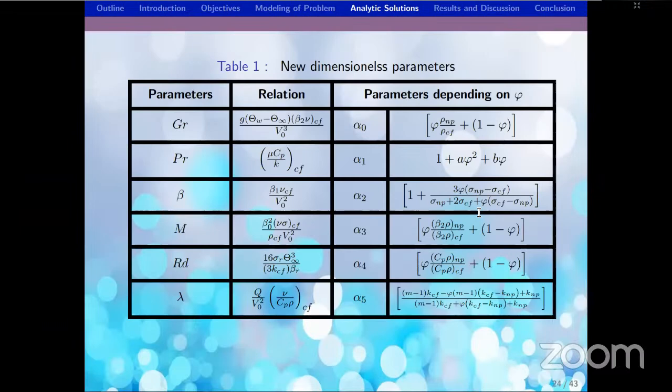So this table is showing all values of new parameters, that is Grashof number, Prandtl number, their magnetic radiation term, also alpha naught to alpha 5 are the parameters depending on the phi.